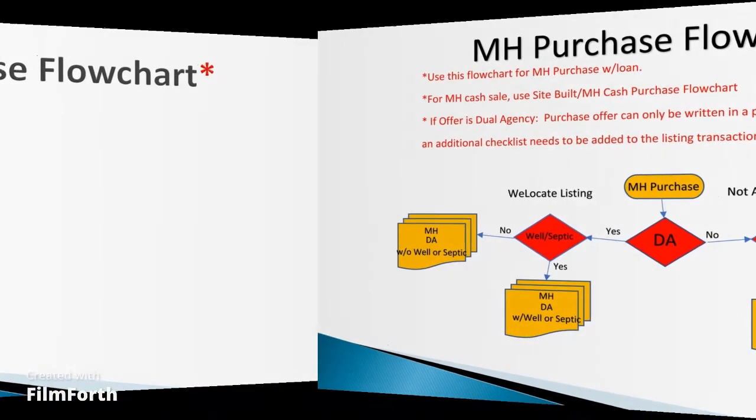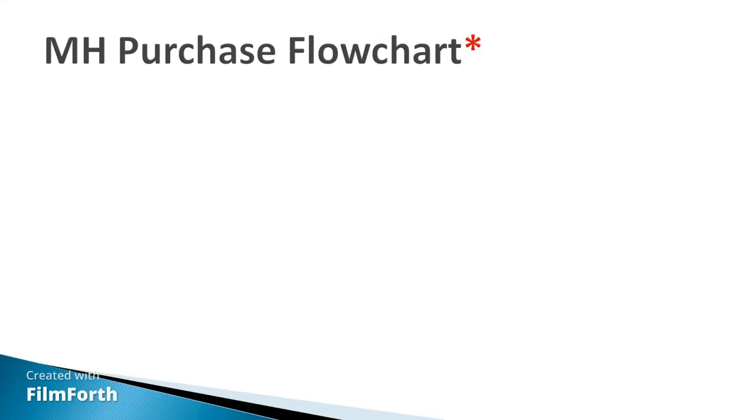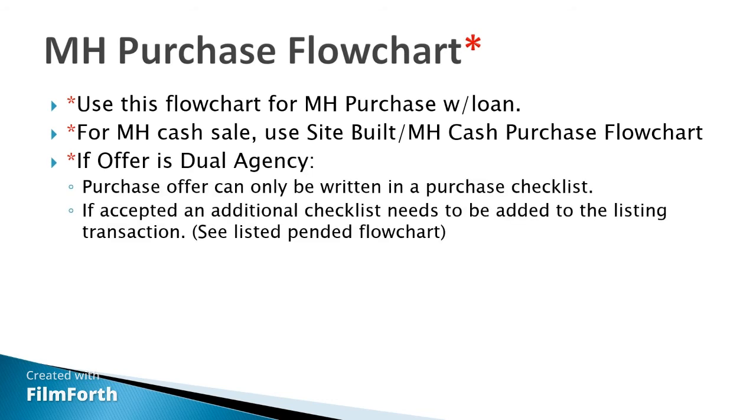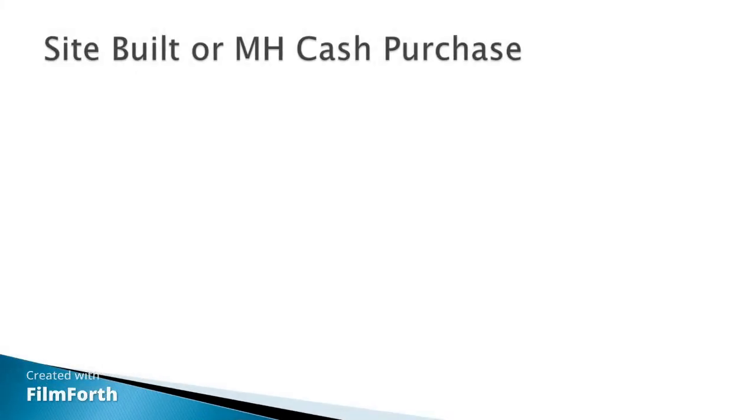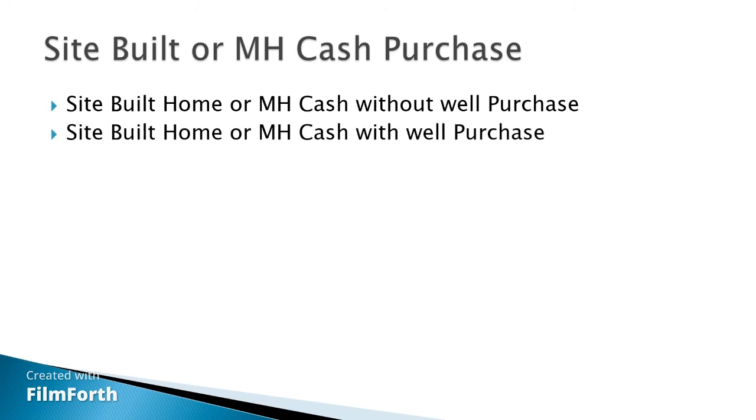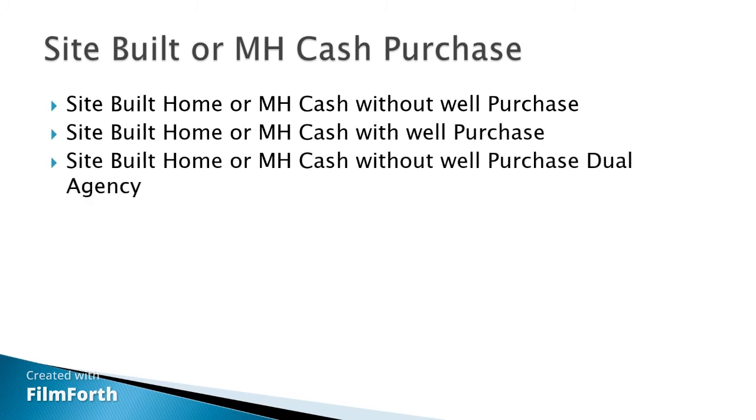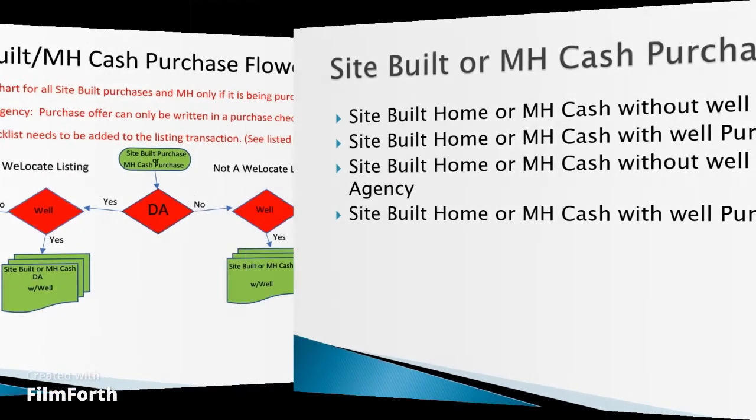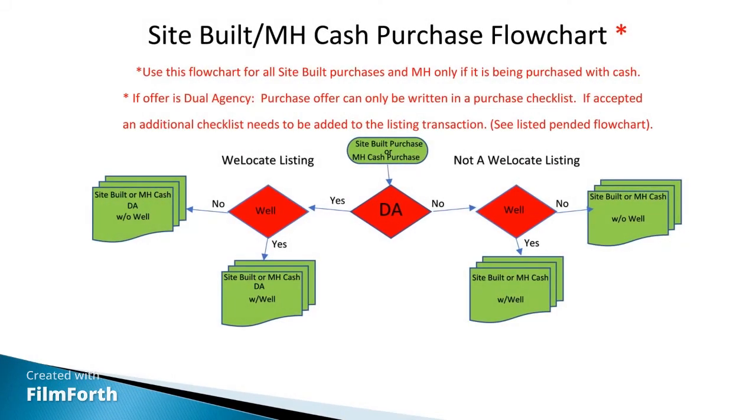This is the flow chart for a mobile home purchase with a loan. For mobile home cash site, use the site-built mobile home cash purchase, and remember that if you're going to have a purchase, it has to be on a separate transaction, and once this is accepted, use the pended. For the site-built or mobile home cash purchase, use the separate checklist, and you need to know if it's going to be with or without a well, and if it's going to be a dual agency.